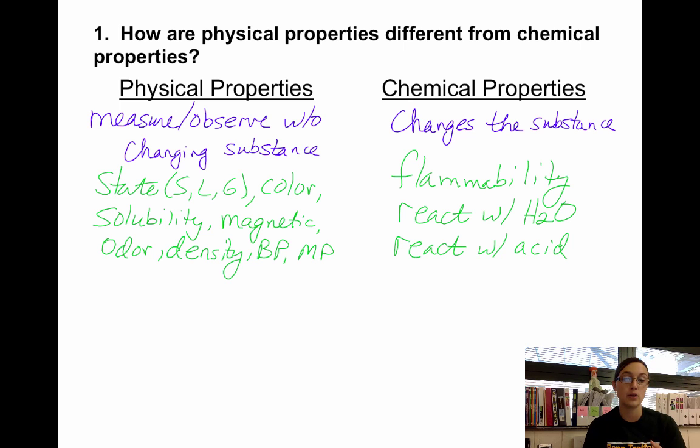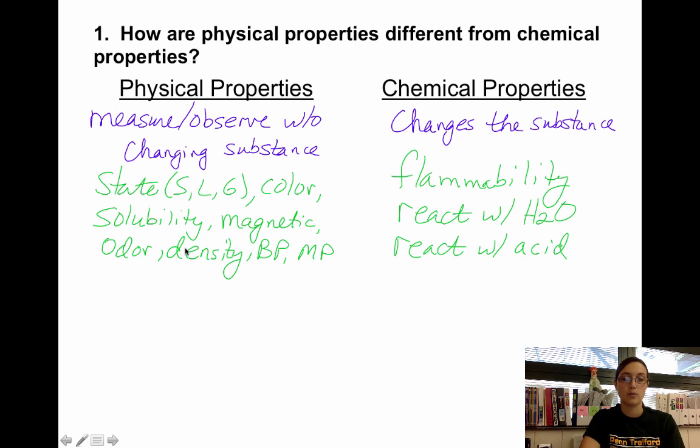Solubility, that's the ability of something to dissolve. When I dissolve salt in water, I'm not actually changing the water and I'm not changing the salt because I made a mixture. I can get the salt back out of the water by boiling off the water. If something is magnetic, that's another physical property. Smell: if I take the lid off this highlighter and smell it and say, oh, this smells good, I'm not changing the highlighter. I'm just observing a smell.